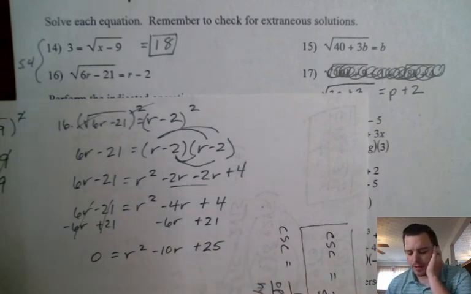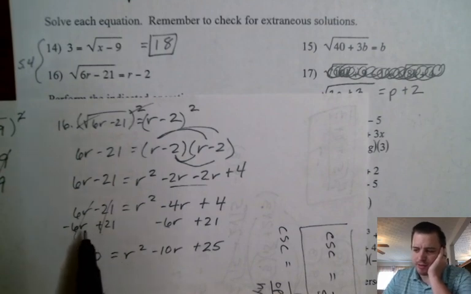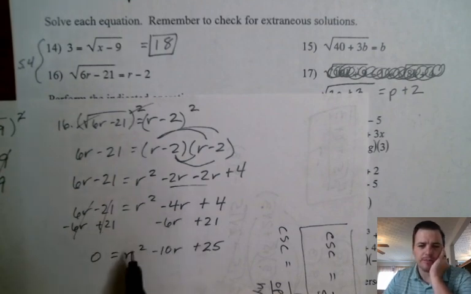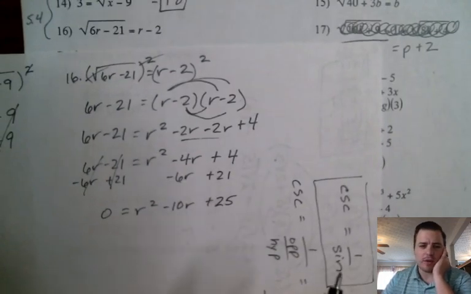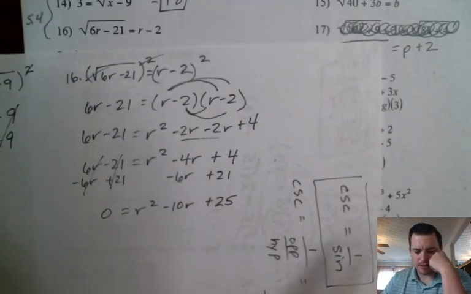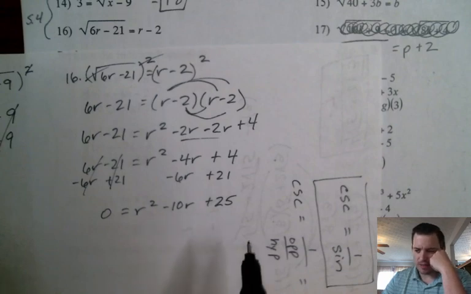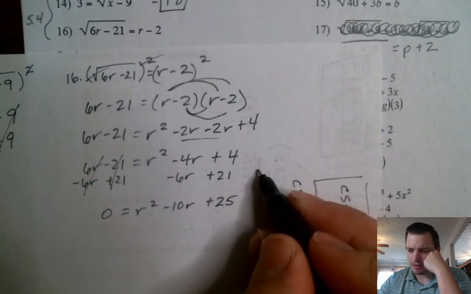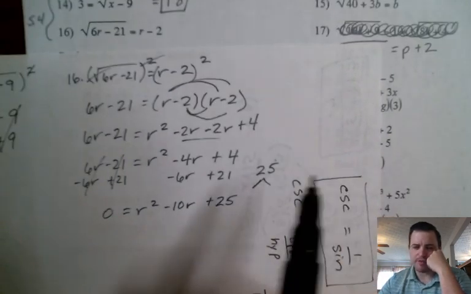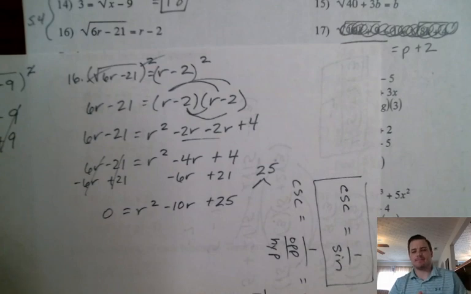Now, the reason why I combine like terms and put them over here is because I knew I was going to have a quadratic equation. And how you solve a quadratic equation is by factoring, guys. So we want to factor this. 1 is my leading coefficient. 25 is my c. So what will multiply to be 25 but add to be negative 10? What multiplies to be positive 25 and adds to be negative 10?